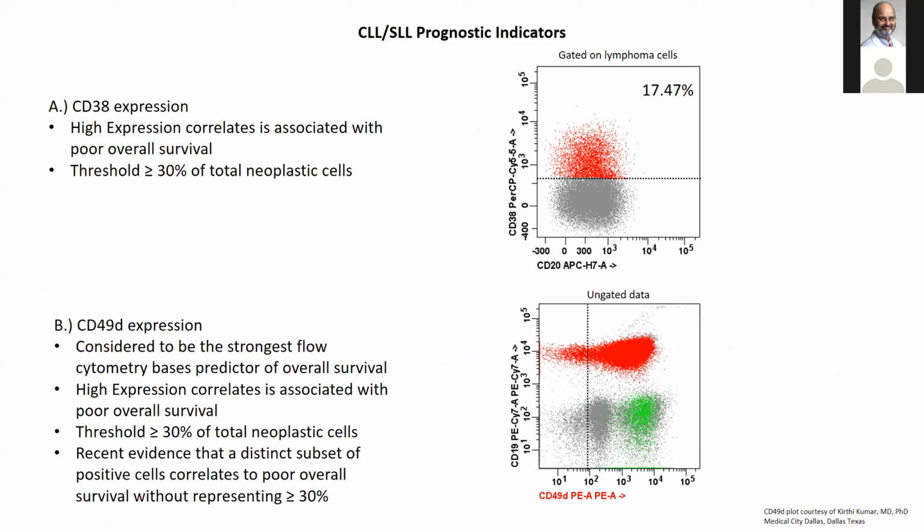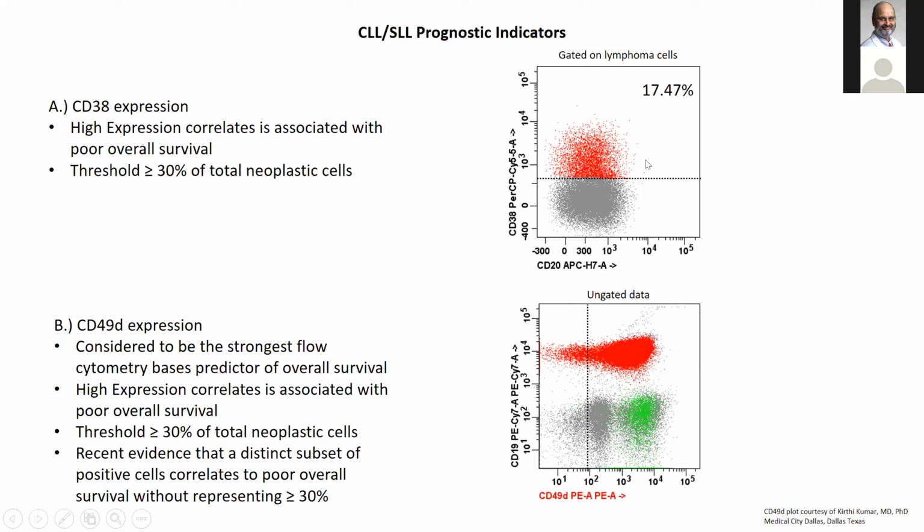Now, when we talk about CLL/SLL, there's a few things beyond just coming up with the most characteristic features immunophenotypically that we can look for. And one of them is prognostic indicators. Now, I've listed two prognostic indicators that are looked at by flow cytometry currently. There's a third one, ZAP70, but I don't know too many people that are doing ZAP70 anymore. It was very difficult to do technically. So most places have moved to CD38 and CD49d.